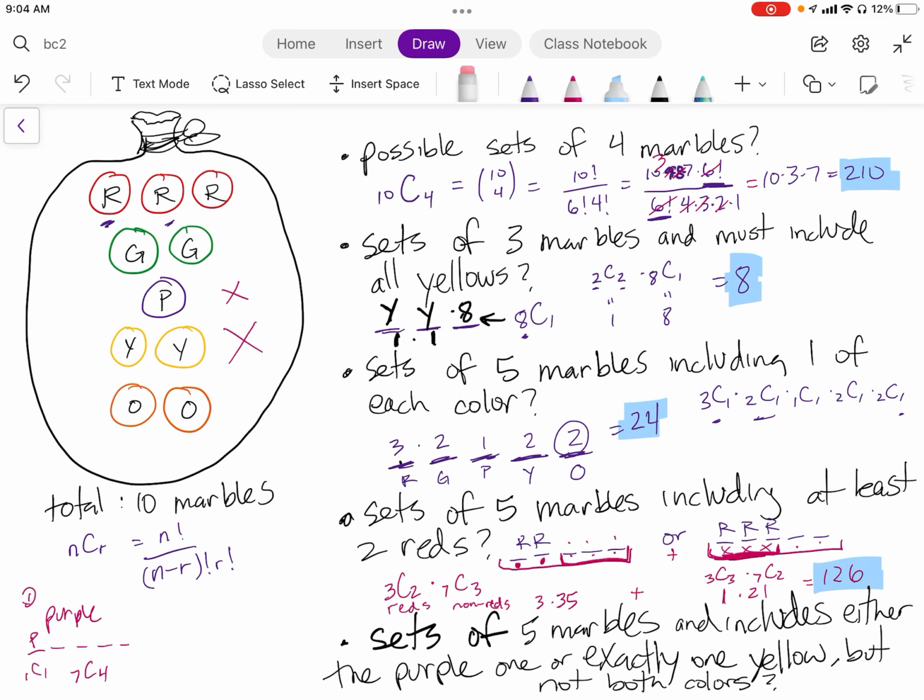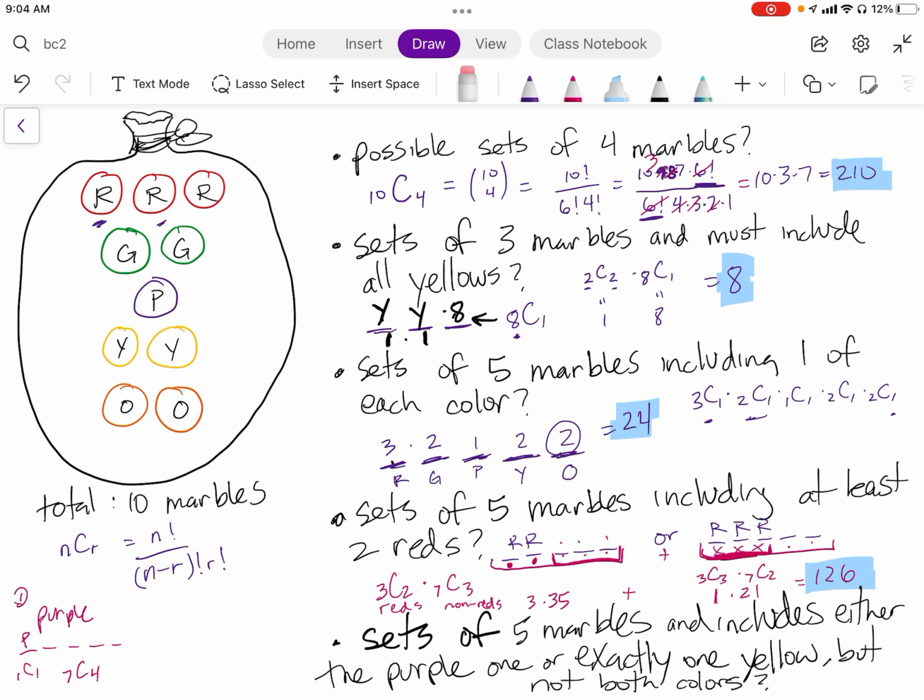Scenario 2 is I chose exactly one yellow. One yellow. Okay, they don't add the stipulation of at least one, right? So I don't need to include two yellows, just one yellow. Well, there are two of them there, though. I need to choose one of them. To choose one.